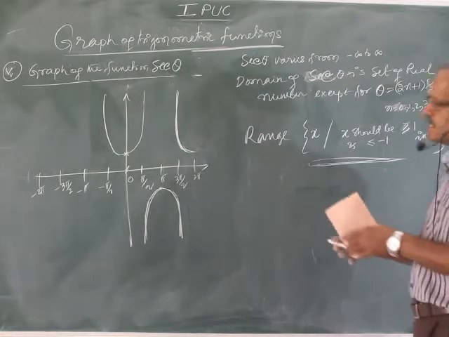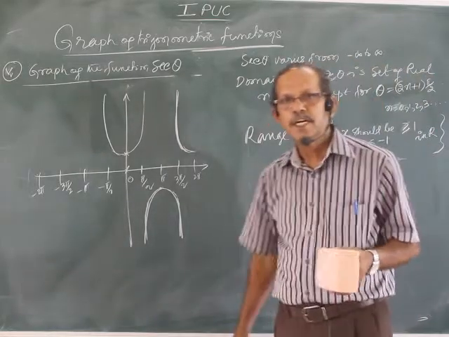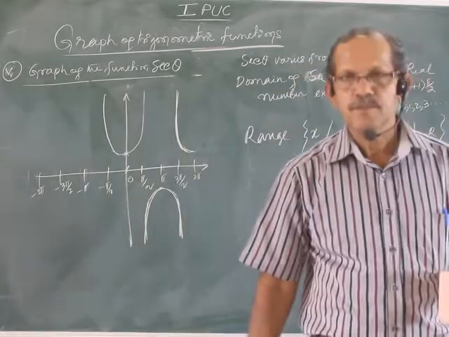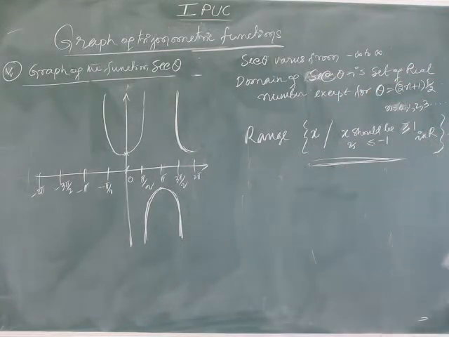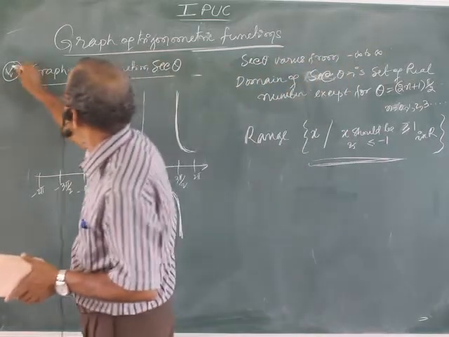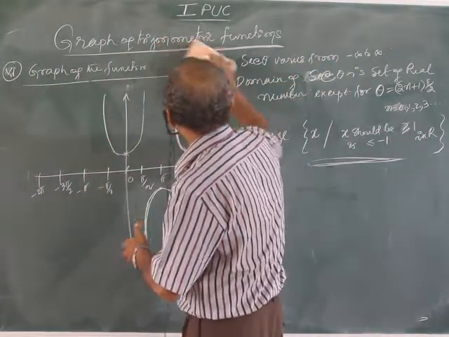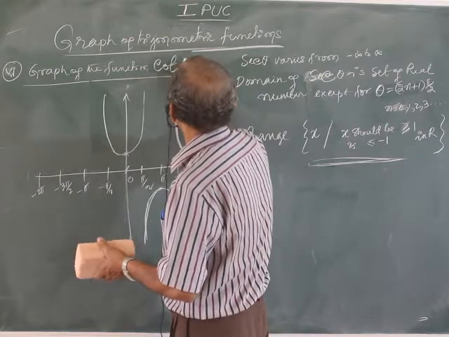Finally come to the last one. It is the graph of the function cot theta. That finishes all the 6. Cot theta.